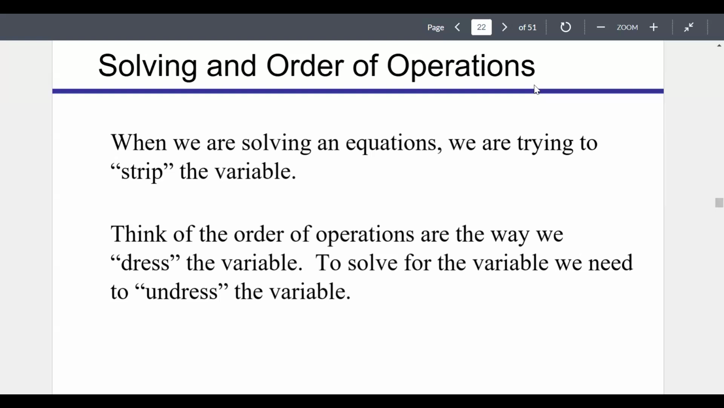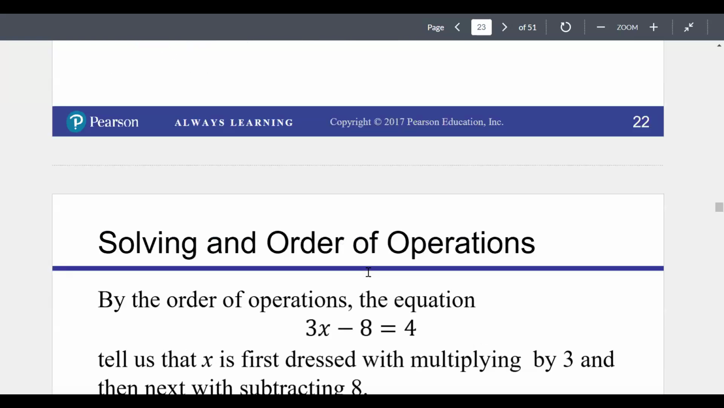Like your variable had to put on a shirt before I could put on a vest and then maybe a blazer over that. So there was an order in which it got dressed. So to solve for the variable, we need to undress that variable. If the variable first put on a shirt, then a vest, then a blazer, and you want to undress it, you have to reverse that order: take the blazer off, then the vest, then the shirt. Maybe kind of a crude way to think of it, but it gets the idea of what we're doing here.